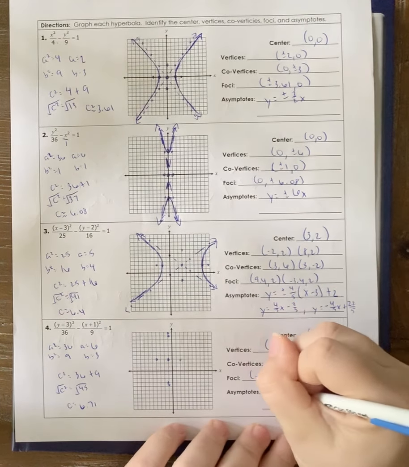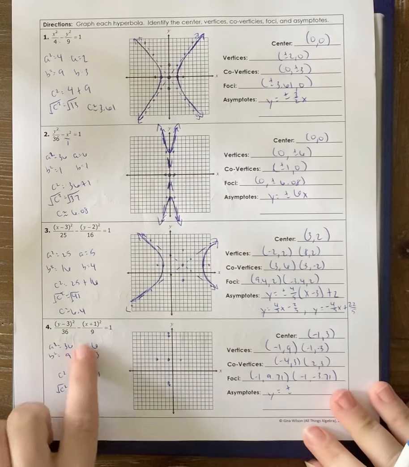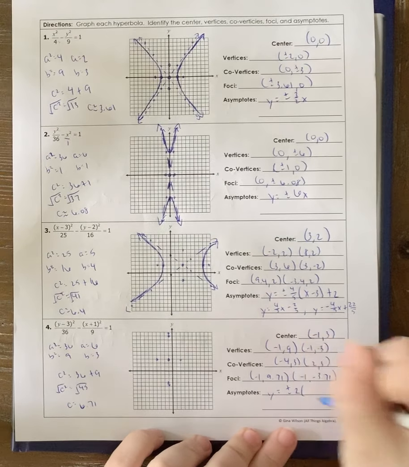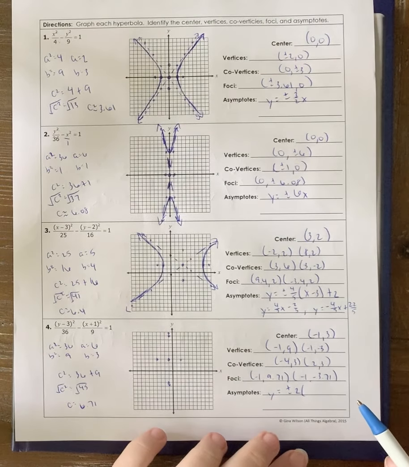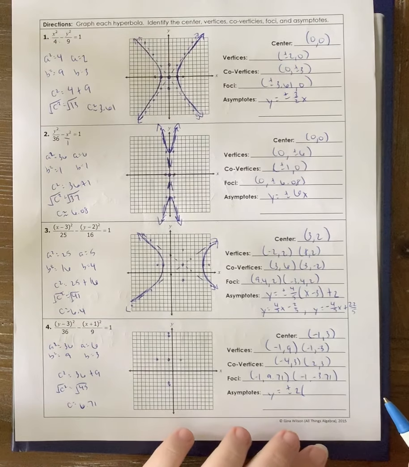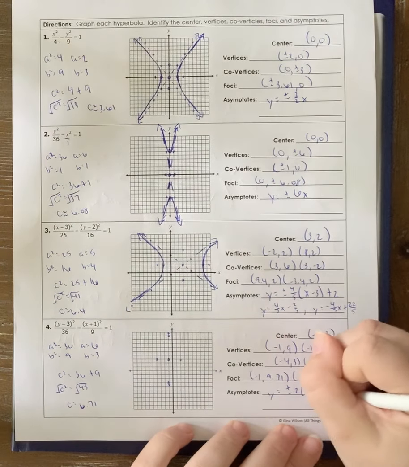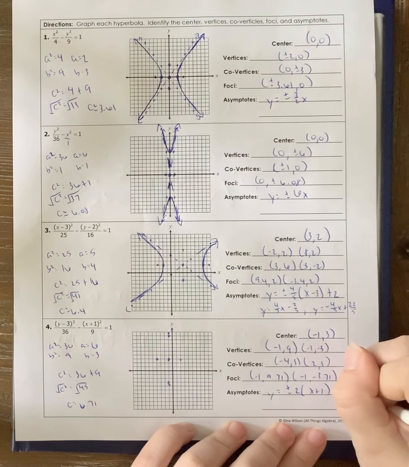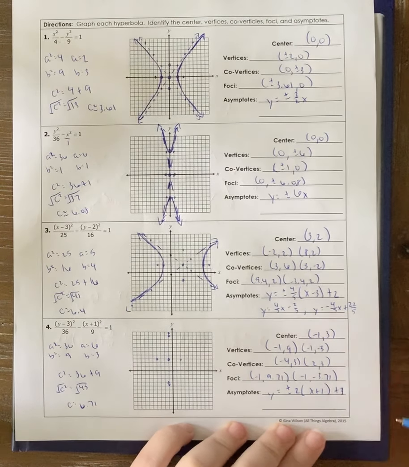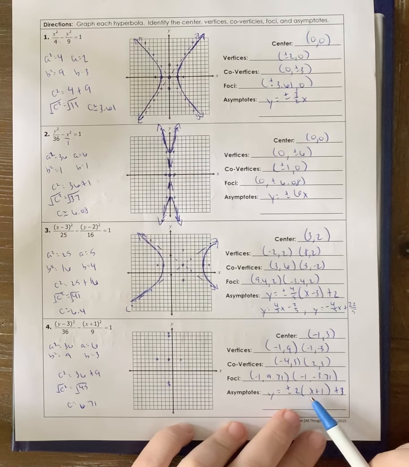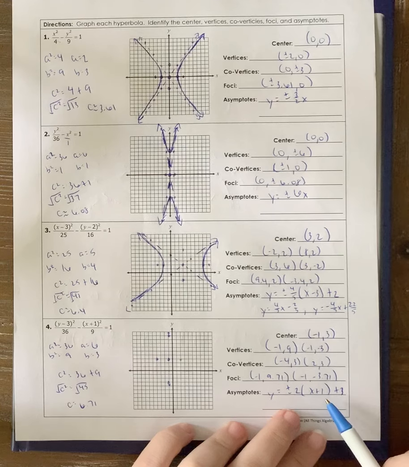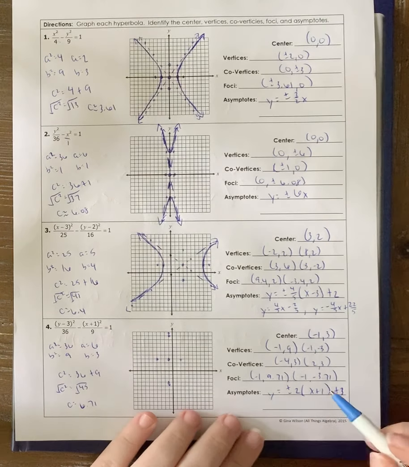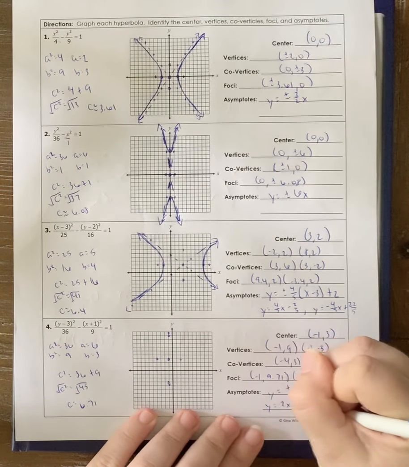Okay, our asymptotes, because it is vertical, is going to be our a over our b. So it's y equals plus or minus 6 divided by 3 is 2. And then it's x minus h, so which is our x plus 1 right there. And then it's plus k. Our k is 3, so it's plus 3. Okay, to simplify that down, we have 2x plus 2, and then add the 3 in there, that's 2x plus 5 for the positive one, so y equals 2x plus 5.